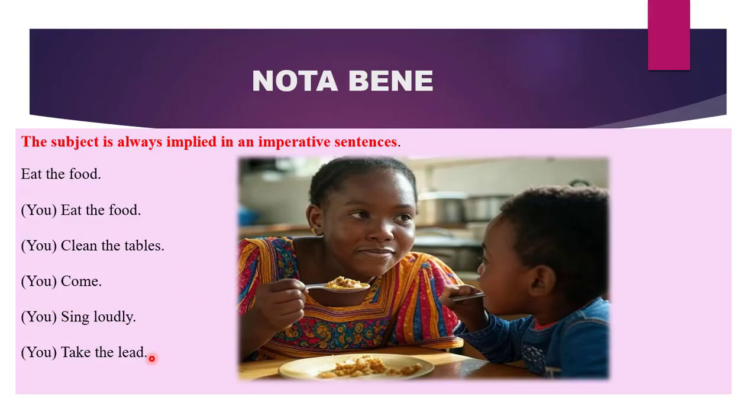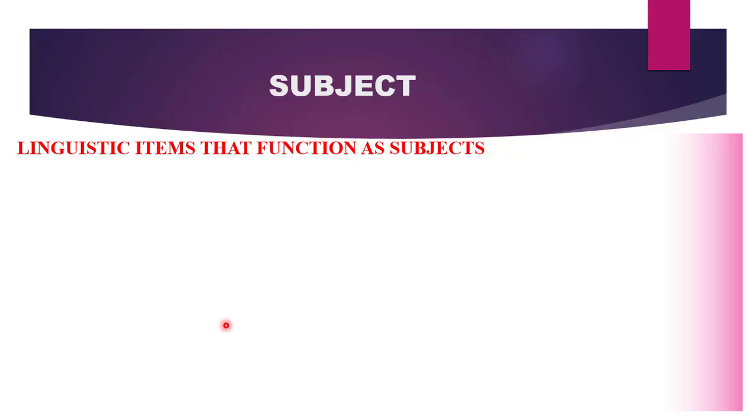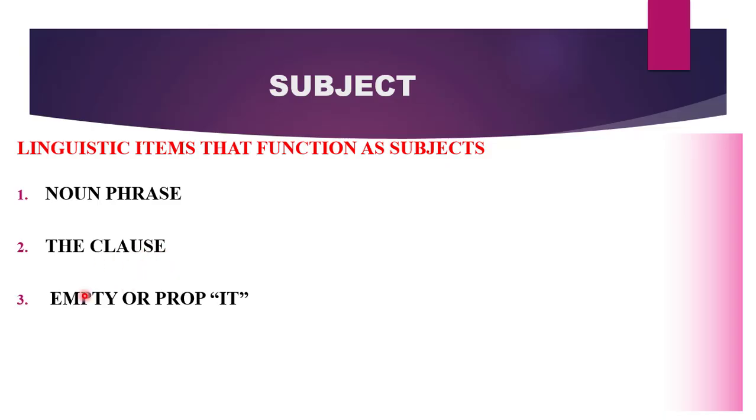Now that you understand what subjects are and where they can appear in sentences, let us look at the linguistic items that can function as a subject. The first linguistic item that can play the subject role is a noun phrase. So noun phrases usually perform the role of a subject. The clause can also function as a subject. The empty or prop it can also function as a subject. And the anticipatory it can also function as a subject.